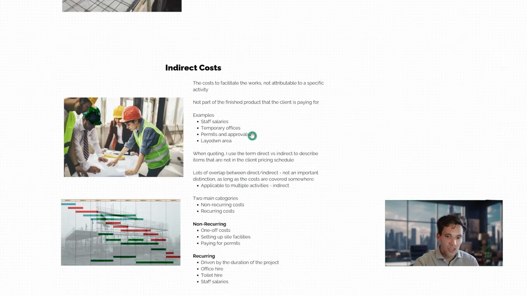So, indirect costs are the cost to facilitate the works not attributable to a specific activity. One way you can think of them is that they're not part of the finished product the client is paying for. But again, if I go back to that example of traffic management I spoke about at the start, sometimes that doesn't really work because some people would consider traffic management a direct cost related to a specific task. But again, this goes back to the blurred lines. There is some overlap and confusion between direct and indirect costs. That's why you just have to understand all the different costs and categorize them in a way that best suits your projects.